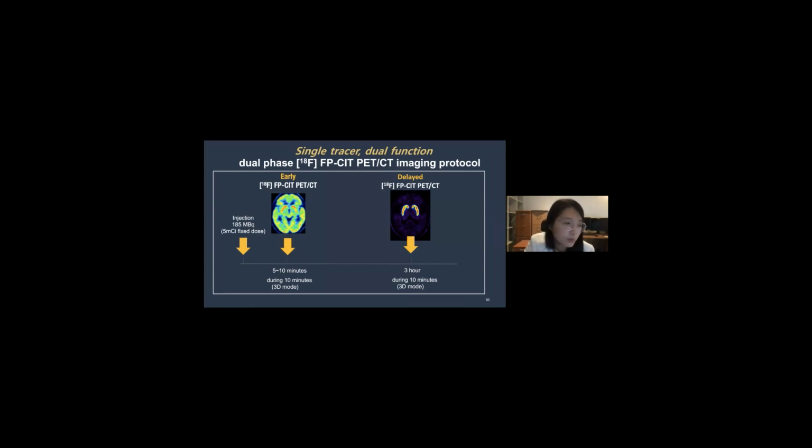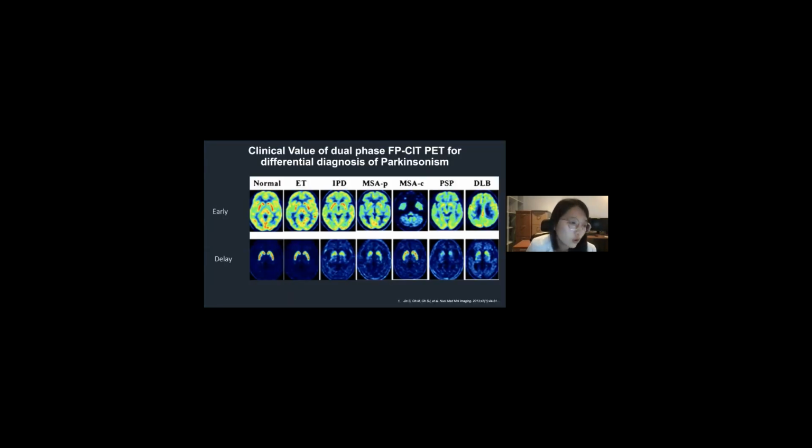So this is the current protocol for dual-phase FP-CIT PET-CT. PET images were acquired for 10 minutes in three-dimensional 3D mode after 5 to 10 minutes, which is the early CIT image, and post-injection 3-hour image, which is the delayed CIT image. These protocols enable differential diagnosis between IPD and atypical Parkinsonism based on the integrated information from early perfusion and delayed dopamine transporter specific binding.